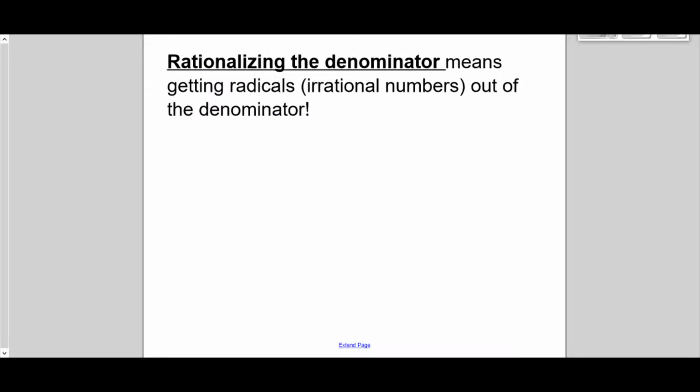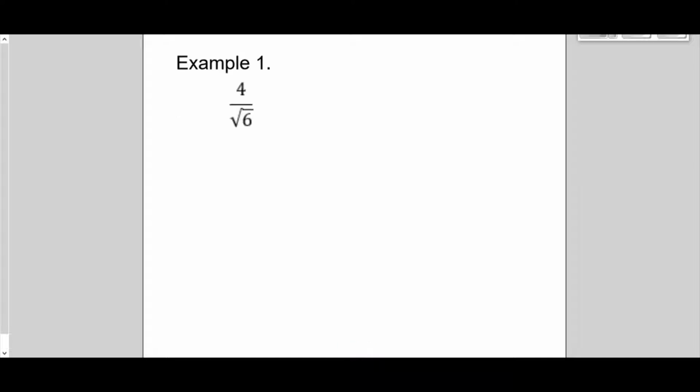So what does it mean to rationalize the denominator? Rationalizing means that we're getting rid of a radical, which is an irrational number. We're getting rid of the radical in the denominator. We don't want to see radicals in the denominator, so we do this process called rationalizing. So let's see this with an example. Example 1. So we have 4 divided by the square root of 6.